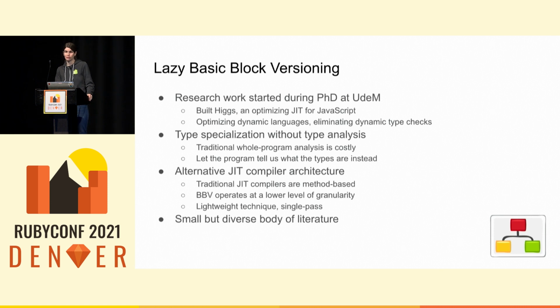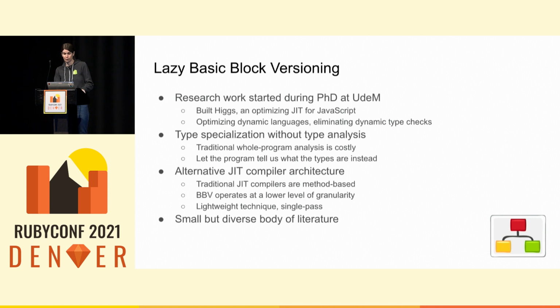In YJIT, we use a technique called lazy basic block versioning. This is based on research work that I started in my PhD. It's a technique to do type specialization of programs without doing costly whole program type analysis. And it's also an alternative JIT compiler architecture that works at a lower level of granularity. Compilers like MJIT are typically method-based, which means that they compile entire methods at a time. With lazy basic block versioning, we work at a smaller level of granularity, that of basic blocks. So we compile only the bits of methods that actually get executed.